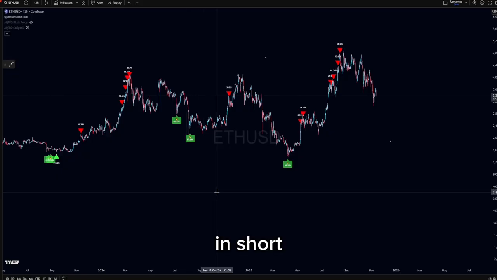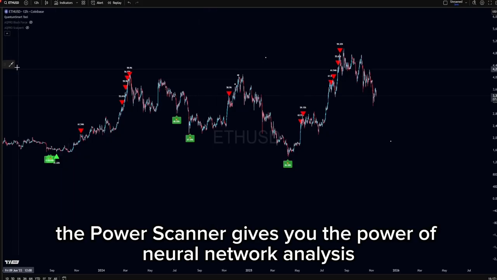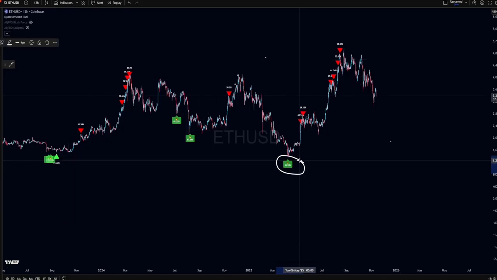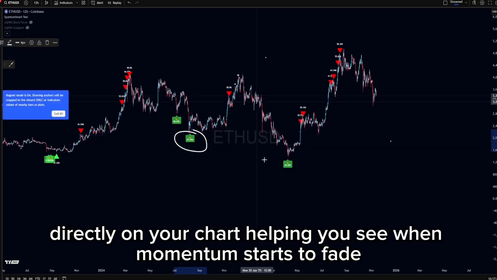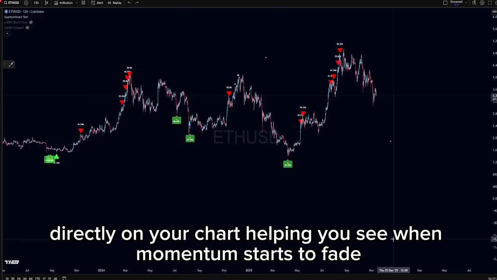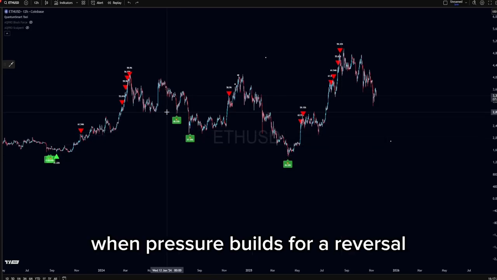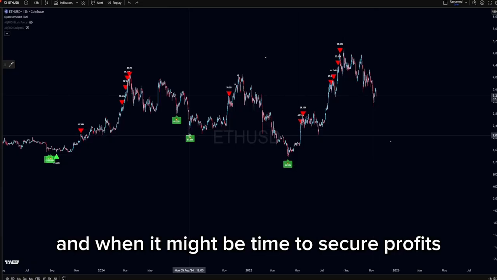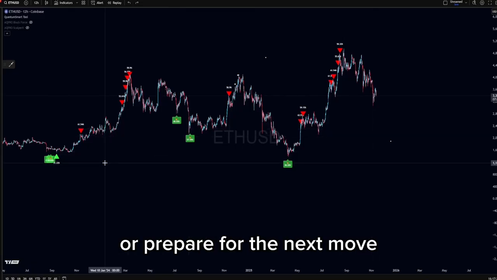decision-making. In short, the Power Scanner gives you the power of neural network analysis directly on your chart, helping you see when momentum starts to fade, when pressure builds for a reversal, and when it might be time to secure profits or prepare for the next move.